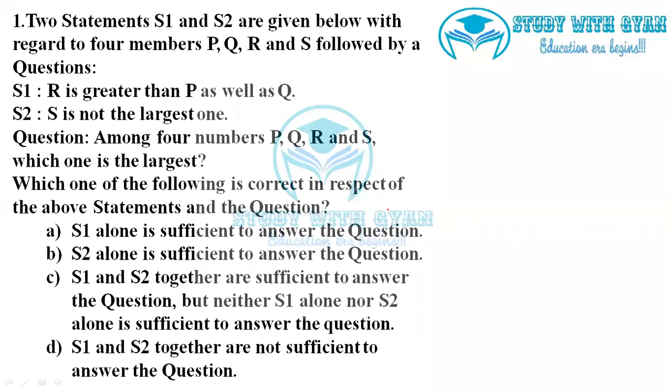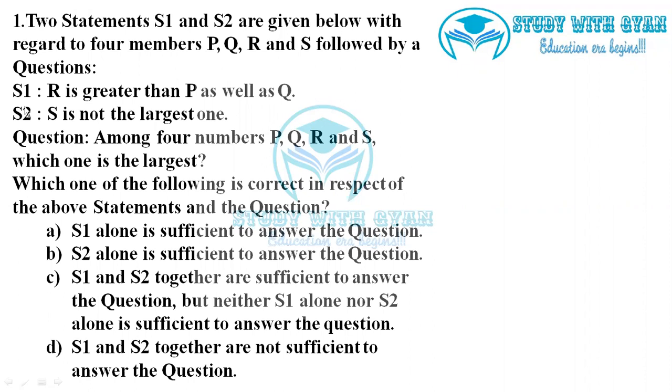Two statements S1 and S2 are given below with regard to four members P, Q, R and S, followed by a question. S1: R is greater than P as well as Q. This is statement 2: S is not the largest one. And the question is, among four numbers P, Q, R and S, which one is the largest?